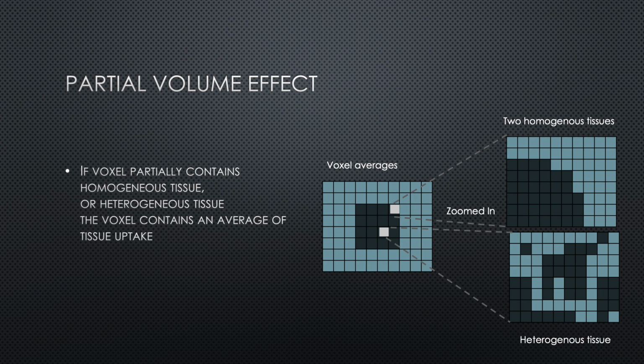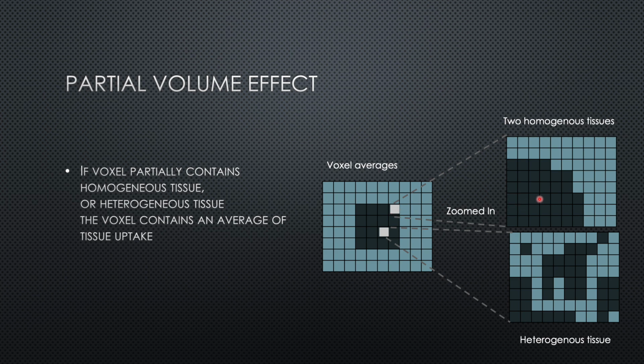Another partial volume effect that is often considered in MRI, but rarely thought about in SPECT and PET, is if our voxel either partially contains two homogeneous tissues or contains heterogeneous tissue. So let me just try and explain this. Here's our feature, and in this voxel here, we see that we have a reduced uptake. And why is it reduced? So let's zoom in to see what the constituent components are of this voxel.